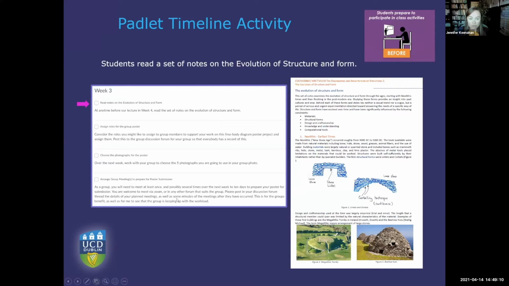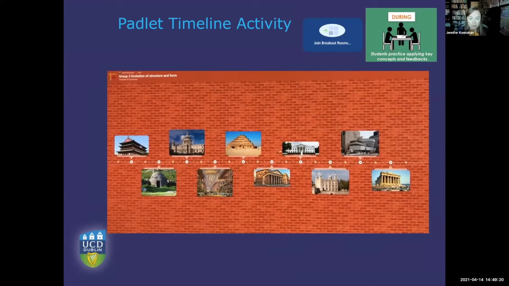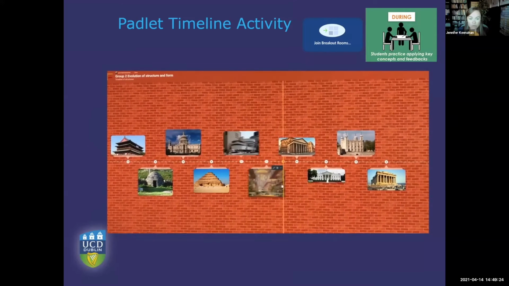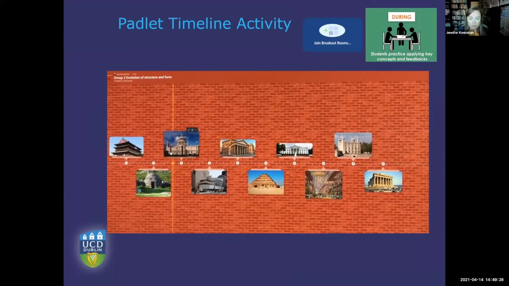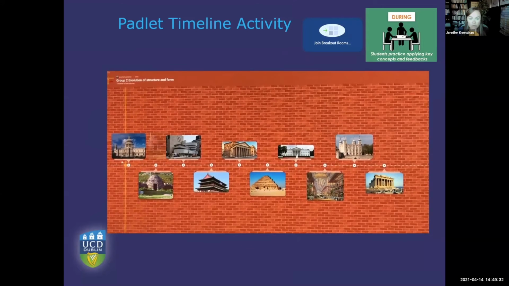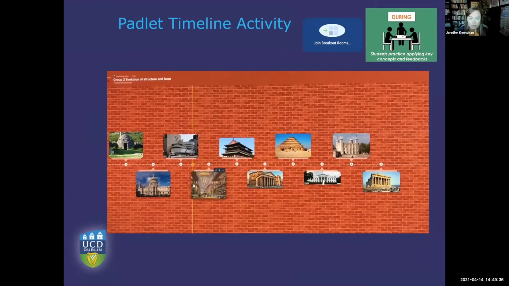So I use the checklist on Brightspace and I upload the notes ahead of time. And then during class, I'm hoping this video is going to play. This is what I saw. So I had put students into breakout rooms. I had given them a Padlet each, and I'm asking them to put the buildings in order on the timeline that they believe they should be throughout the ages.